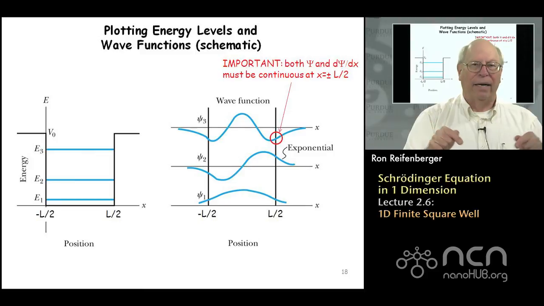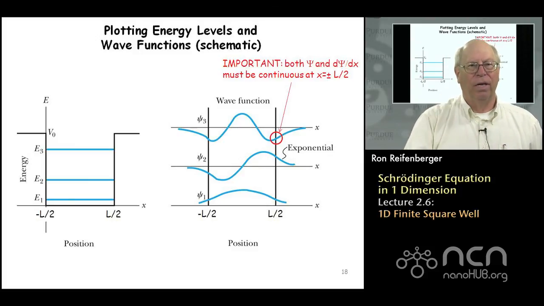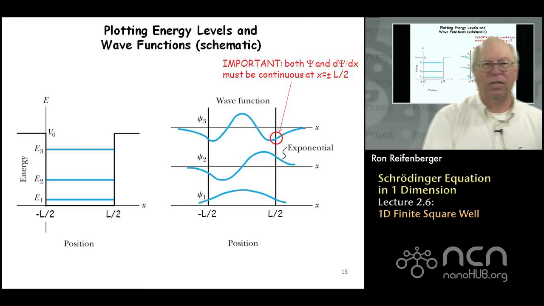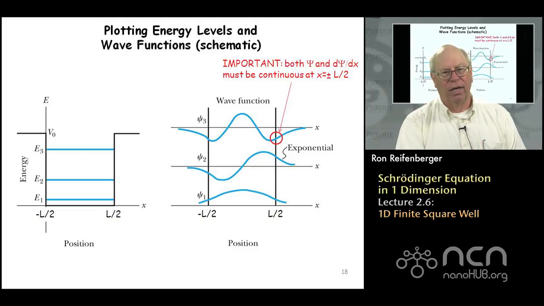So come back next lecture. We're going to talk about a third model for the interaction potential of a particle. It's going to be a quadratic potential, and it's going to mimic a particle attached to a quantum spring. And we'll discuss the solutions for that in the next lecture. So thank you very much, and we'll see you later.